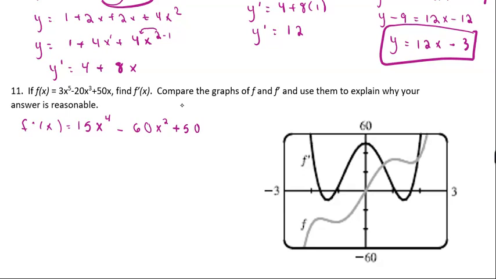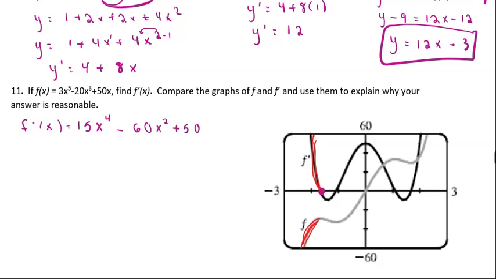I graphed the two functions for you. Here's the derivative graph. Here's the original graph. So if we look at these, what can we notice? Well, let's think back to our graph behavior when we are looking at graphing the derivative. So when our original function is increasing, our derivative graph is above the x-axis. So that looks about right. Our original function right here is increasing. See, it's going up. And our derivative is above the x-axis.